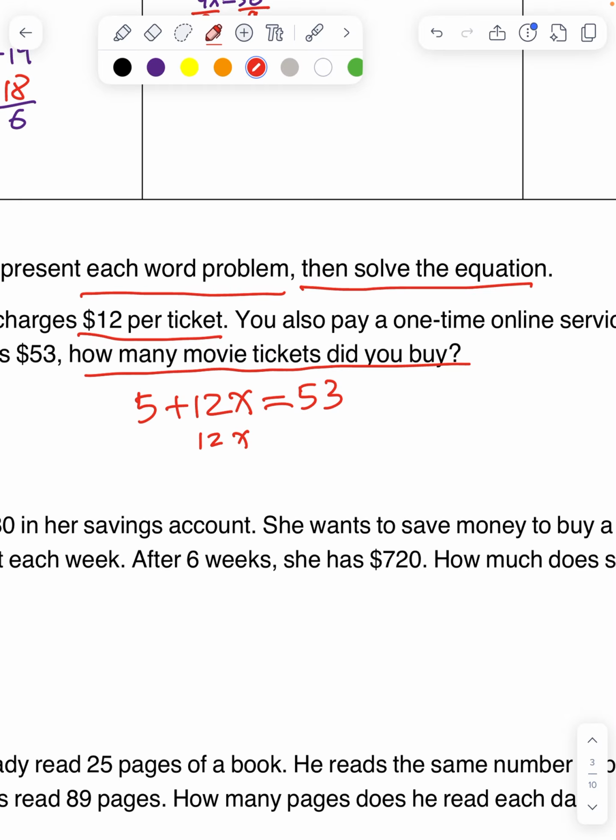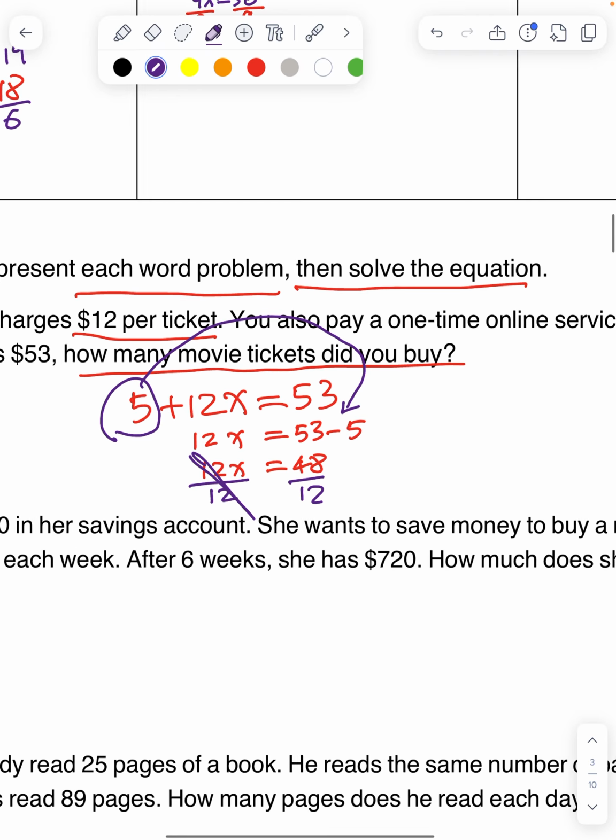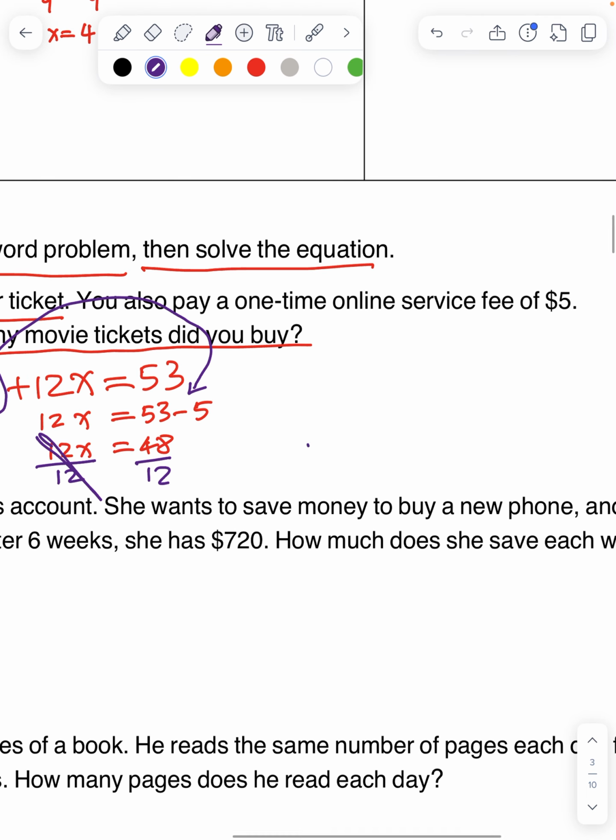Positive 12X equal to 53 minus 5. So this time I use a different method. Positive 5, I move it, I cross the equal sign, move it to the other side, become negative. So 12x equal to 53 minus 5. That's 48, right? Now I'm going to divide both sides by 12. 12 divided by 12 is 1, so 12 cancels out. So x equal to 48 divided by 12. That is 4. So x equal to 4.